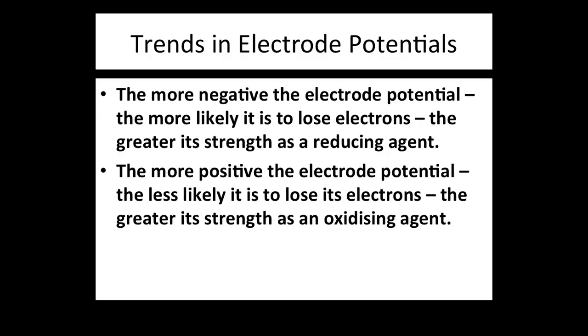It can be quite difficult to take all of this in and work it out in an exam situation. It's quite easy to get confused. It may be helpful to remember some key trends. Negative electrode potentials, more likely to lose electrons, better reducing agents. Positive electrode potentials, more likely to gain electrons, better oxidizing agents.